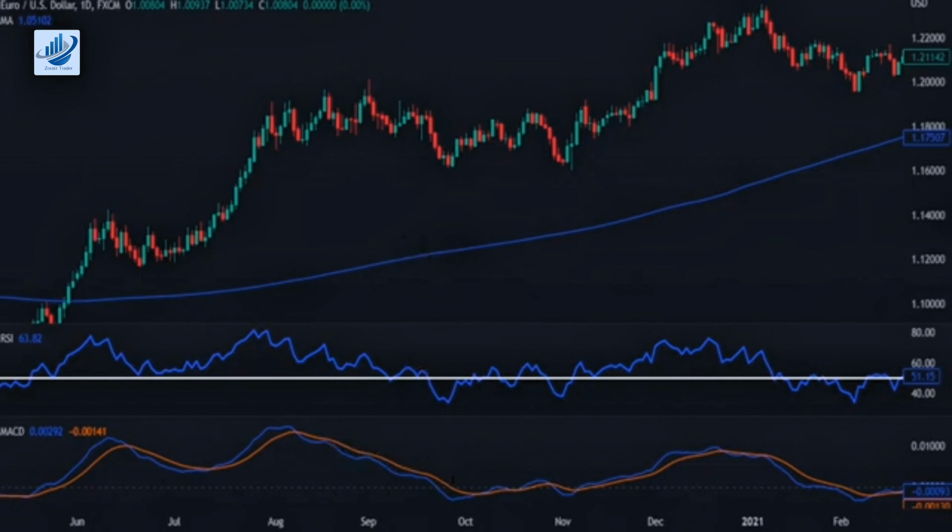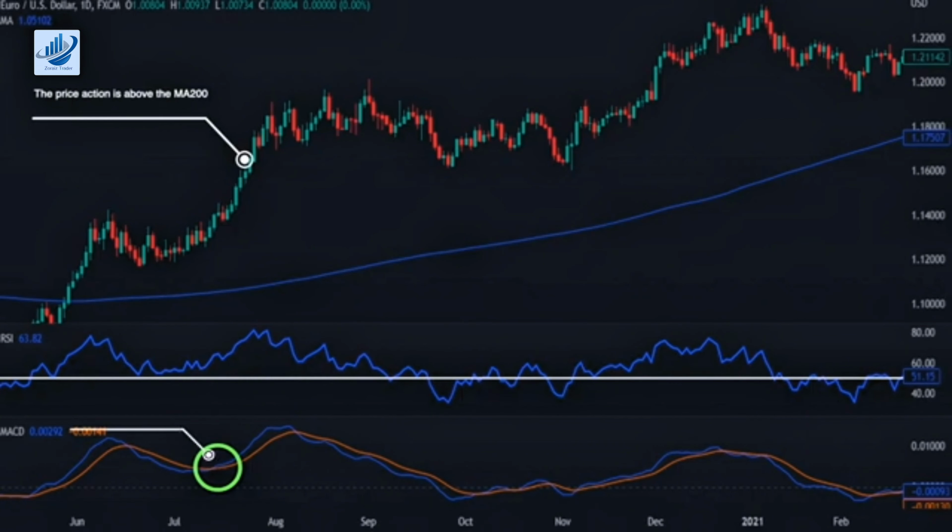For taking a long position, first, we need to see that the price action is above the 200 moving average. In this way, we are confident that the trend is only uptrend. Second, the MACD should show a bullish crossover. A bullish crossover is when the blue line crosses above the orange line. Lastly, the RSI should be seen above the 50 level line. This is an additional indication that the market is in uptrend.